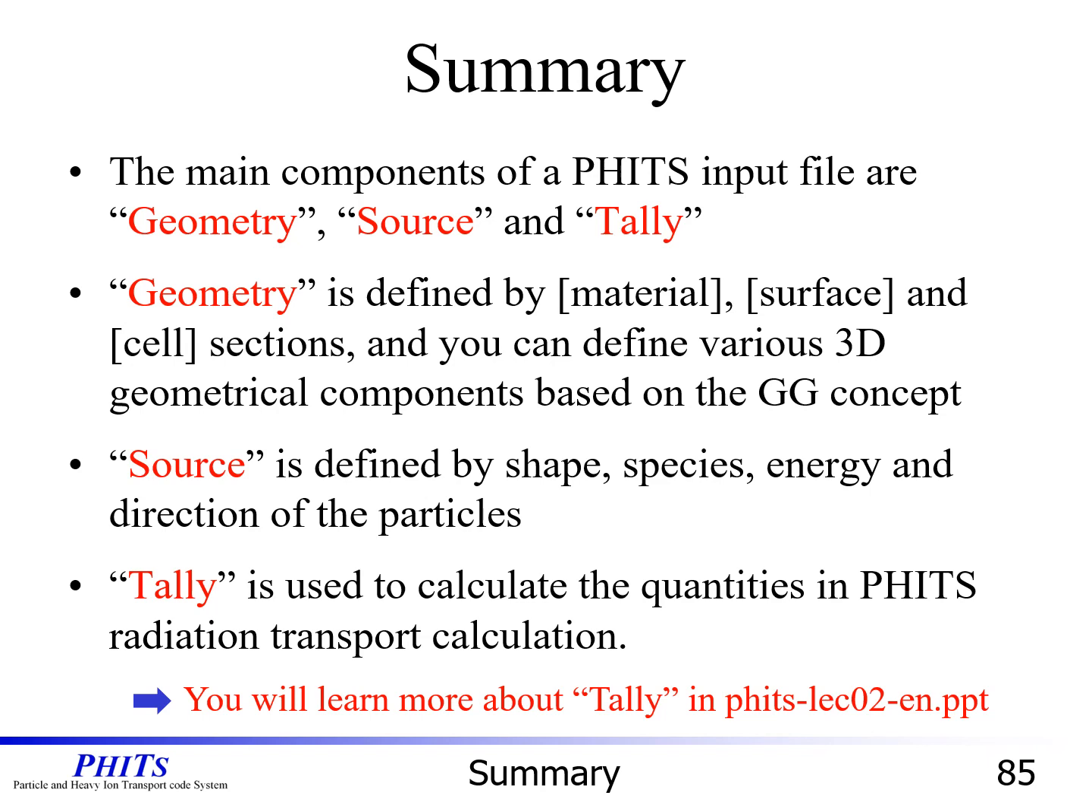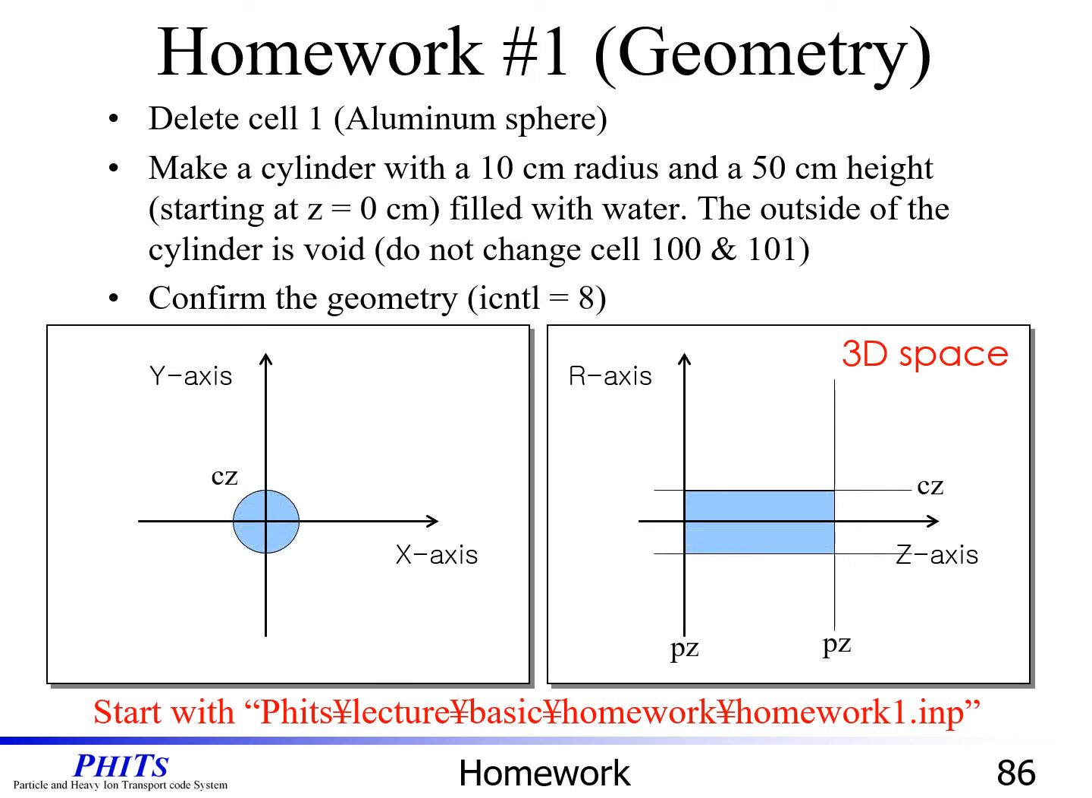Let's try this homework. Please use the input file, Homework 1 INP, in the folder shown in this slide. In this homework, we have to make a water cylinder and then irradiate it with a proton beam at 290 MeV. There are several hints in these slides. Please try this problem step by step.